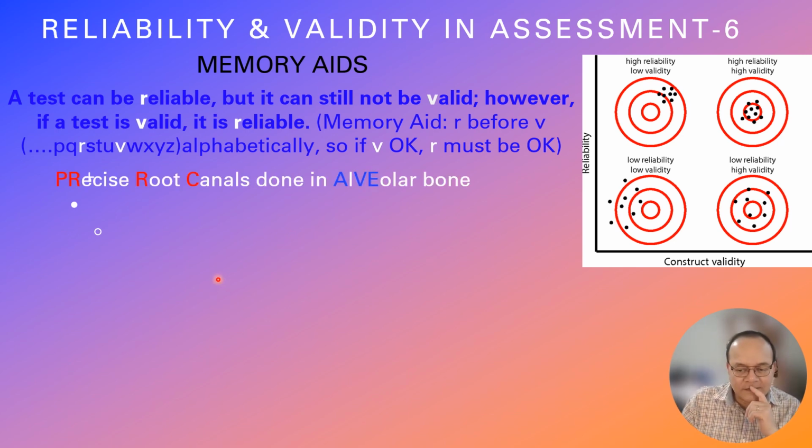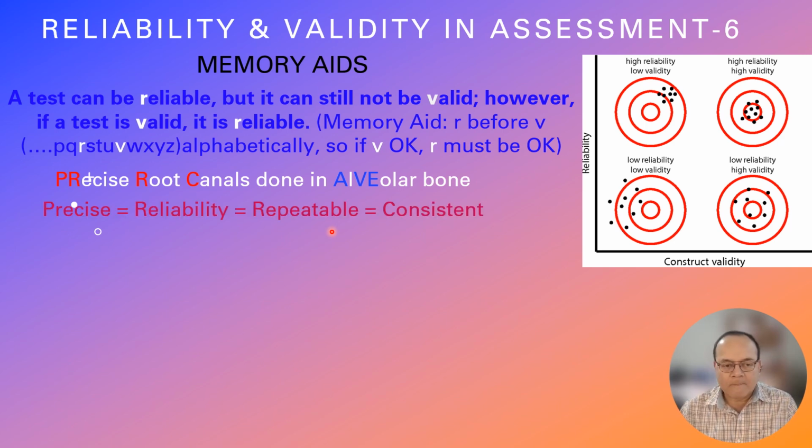Now this is a little mnemonic that I processed. See, precise root canals done in the alveolar bone. Reliability is equivalent to precision, is repeatable, consistent. Reliability, precisely grouped around a particular spot. Consistently, repeatably, reliably throwing the darts at one particular point. Precise.